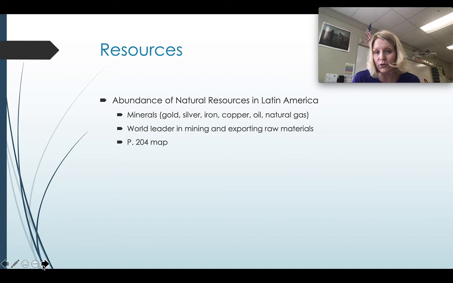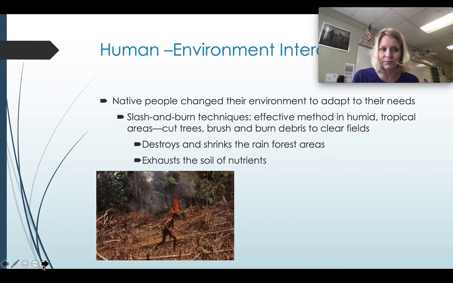Page 204 in your book shows a good map of all of the oil reserves, the mineral reserves, all of the resources of Latin America. Take a look at that map and just kind of get an idea of where things are coming from, of pretty much all of these different resources.